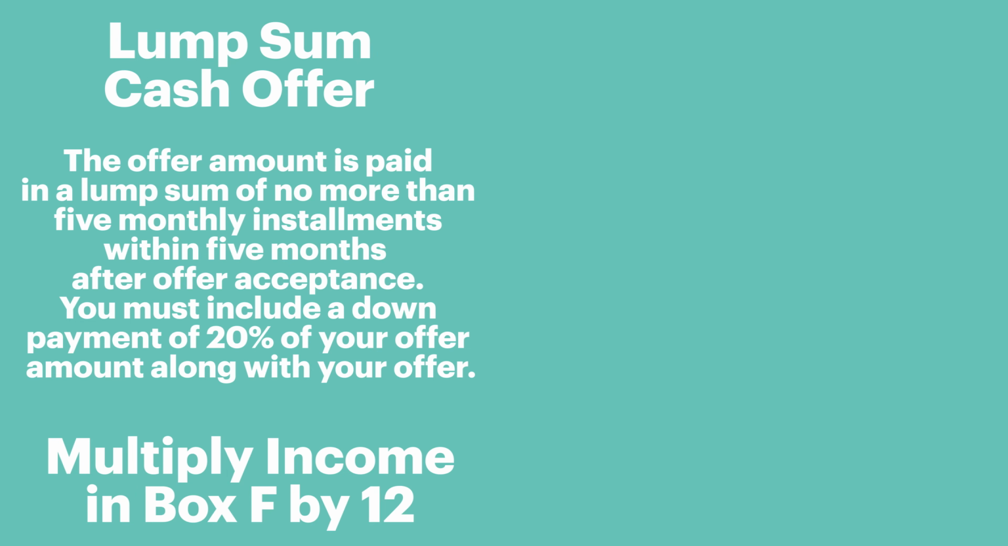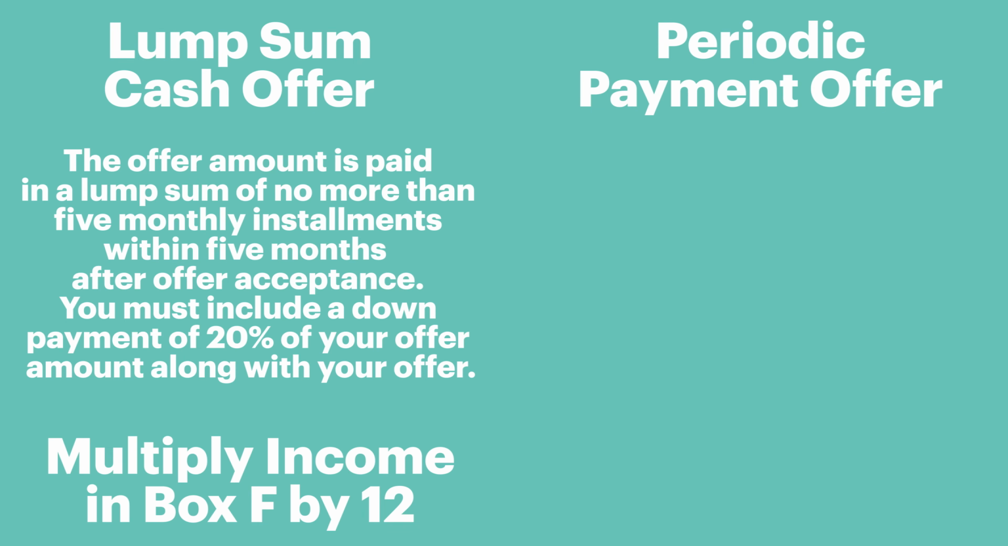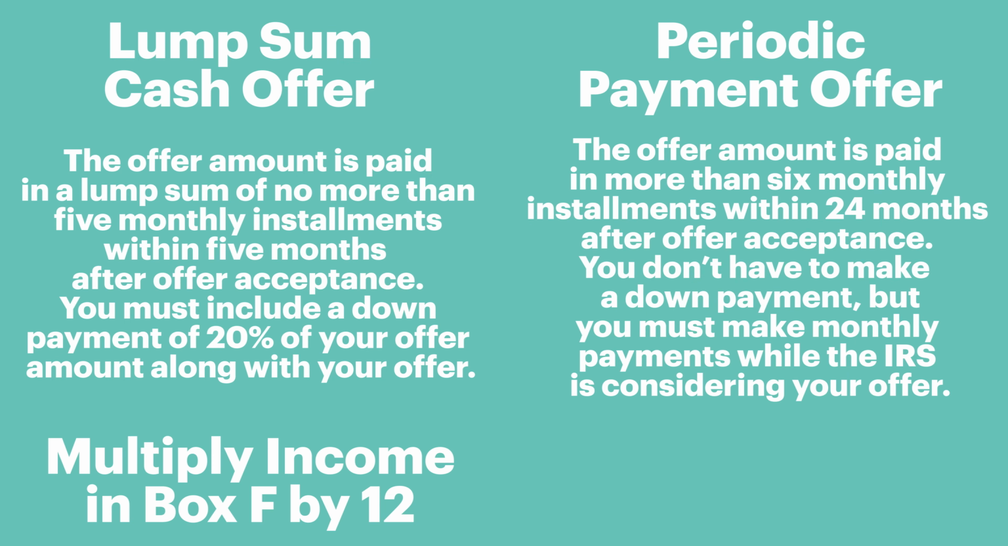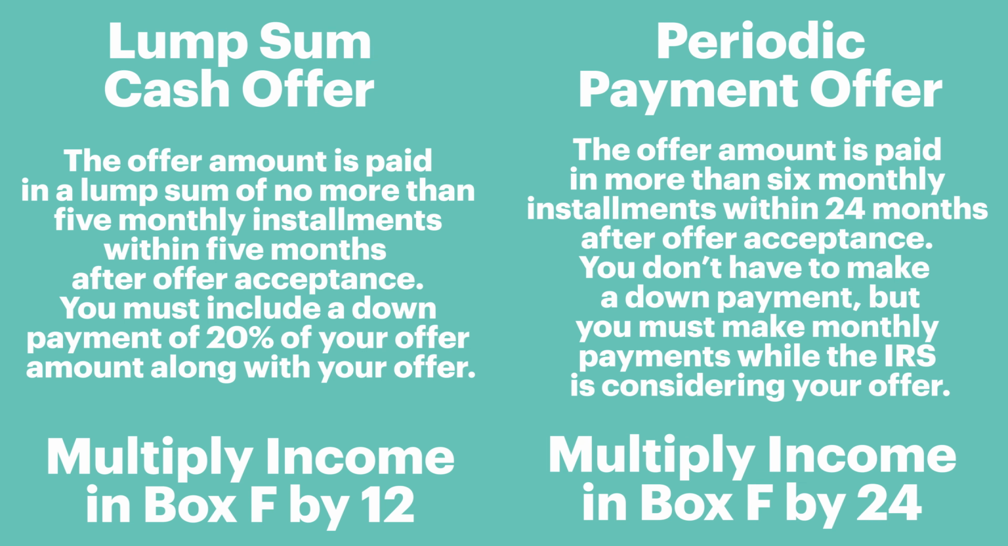However, if you need more time to pay your offer, then you have to go to the periodic payment offer route, in which your offer amount is paid in 6 or more monthly installments within 24 months after your offer is accepted. And in this case, you don't have to make a down payment, but you must make monthly payments while the IRS is considering your offer and obviously thereafter. And if you go this route, you have to multiply your income by 24 in order to come up with your remaining income.